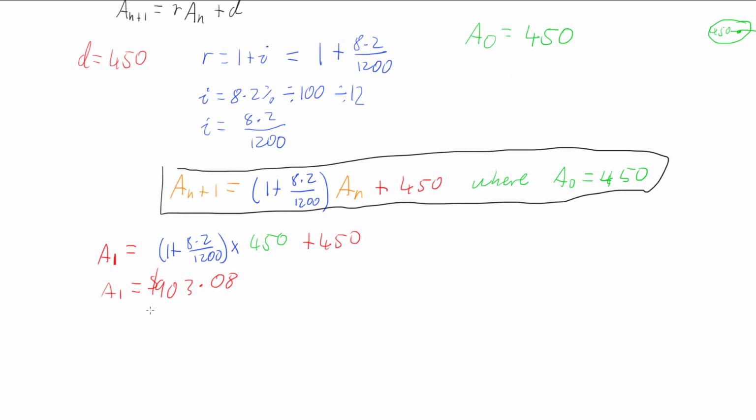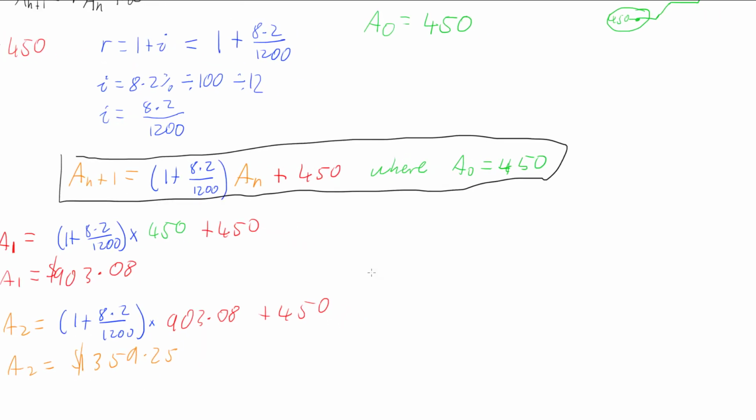And then if we move on to doing the next month, A2, that's going to be 1 plus 8.2 on 1200 multiplied by the amount from the previous month. And so that's going to be multiplied by 903.08. And add on 450 every time. And so our value at the end of the second, which is really the third month, we have $1,359.25 in the account.